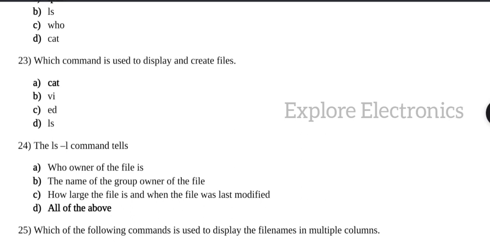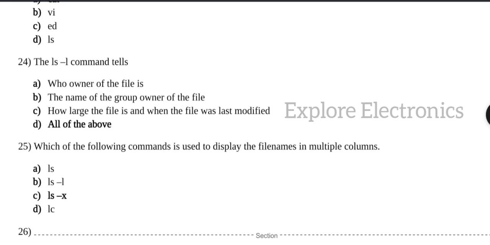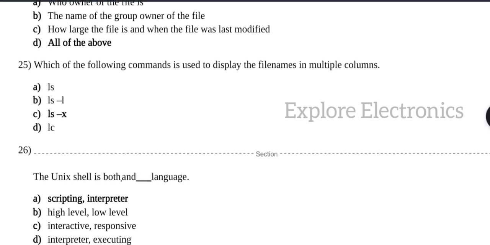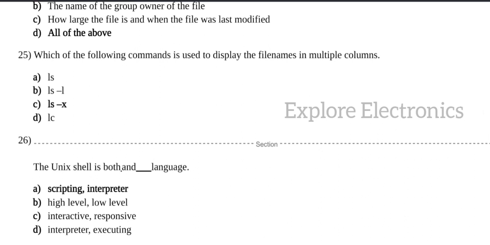Which command is used to display and create files? Cat file. Cat command. The ls -l command tells who the owner of the file is, the name of the group owner of the file, how large the file is, and when the file was last modified. All of the above. Which of the following commands is used to display the file names in multiple columns? ls -x.